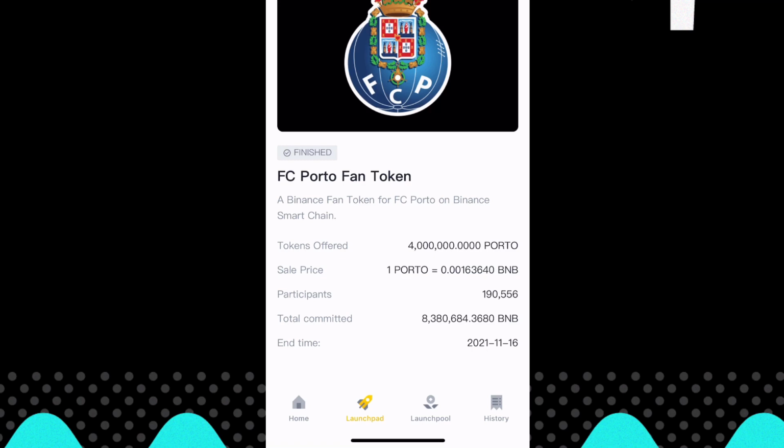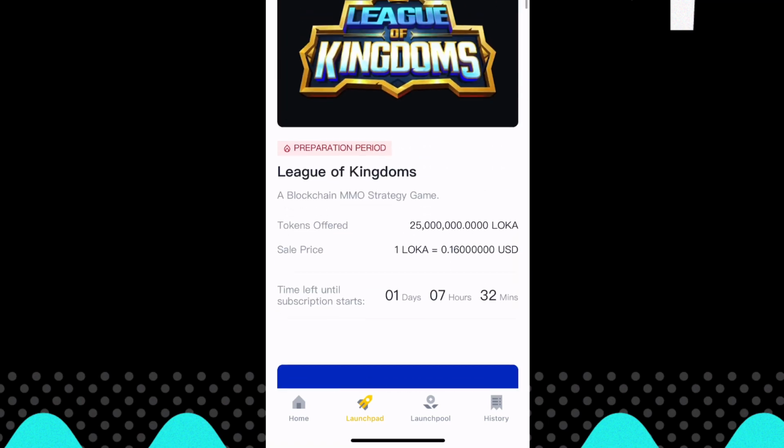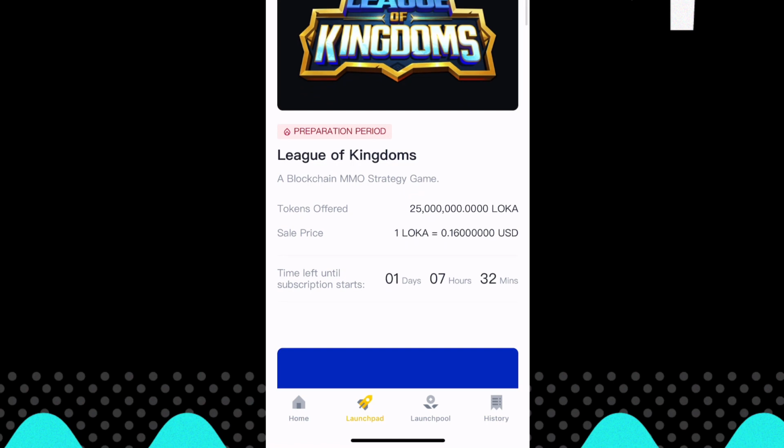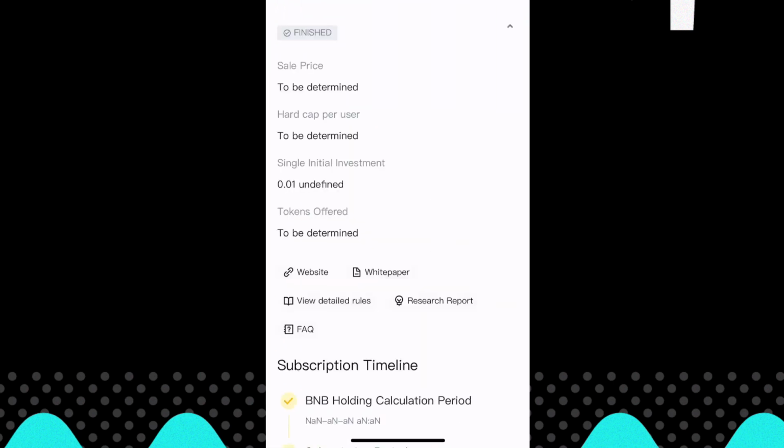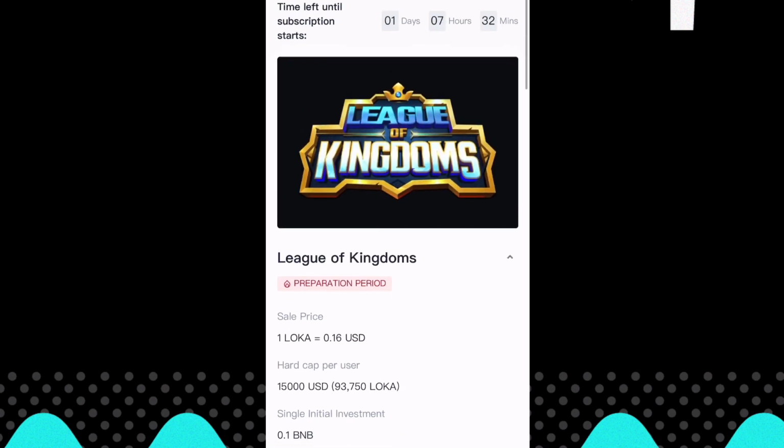So that's what it's all about, and sometimes it's a bit confusing, like this one right here. So you click on it. Okay, let's do that real quick. If you click on it, you are going to get to this page. Above here you can see the time left. We have about 1 day 7 hours 32 minutes.